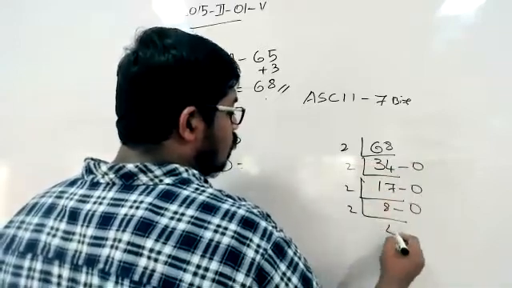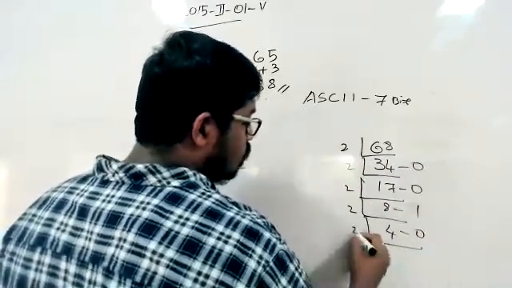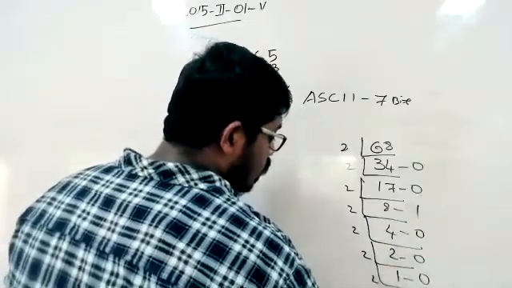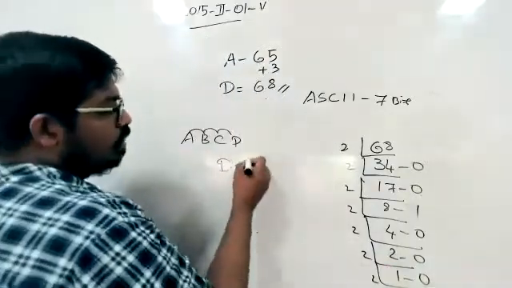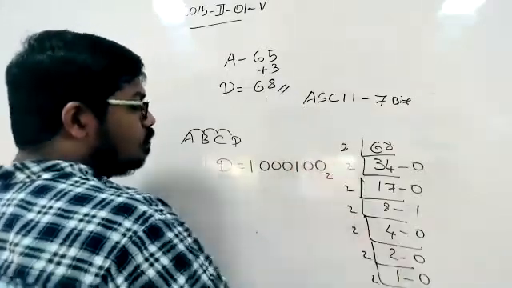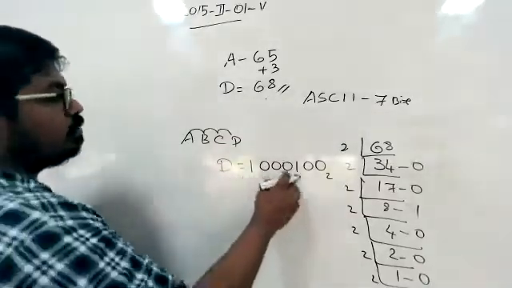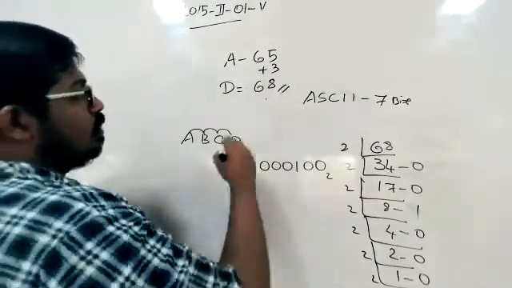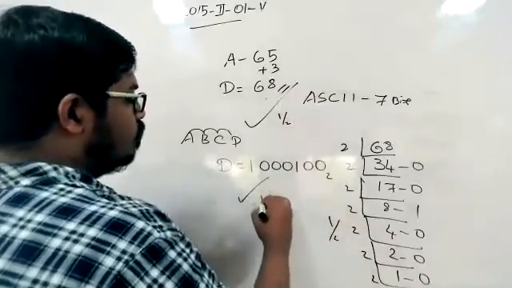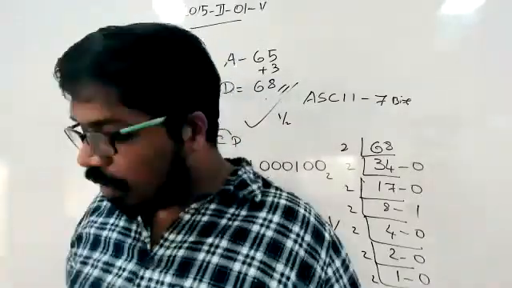64, 32, 16, 8, 4, 2, 1. So your answer will be 1000100 base 2. 64 plus 4 is 68. So this is your answer. You will have half a mark here, half a mark for this one, and for the final step you will have 1 mark. So altogether, you will have 2 marks.